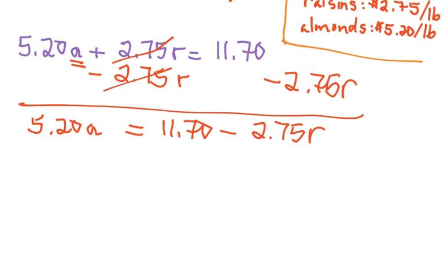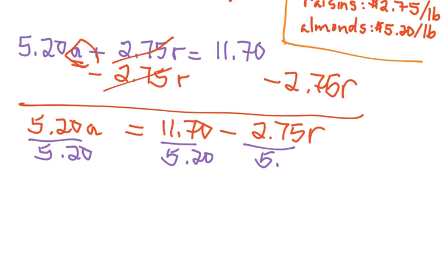Now remember, I need to get A all by itself. As I told you earlier, this 5.20 is being multiplied. So if I'm multiplying it, how do I undo multiplication? I divide. That means I'm going to divide everything, every single thing. Notice every single thing got divided by 5.20. 5.20 divided by 5.20 simply gives me A.